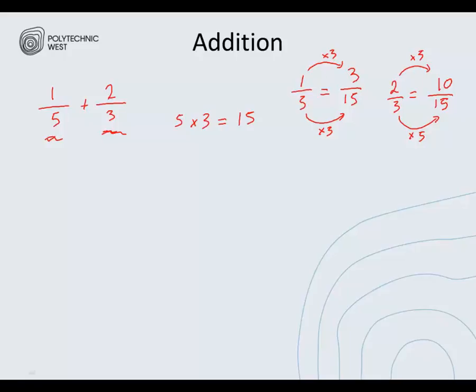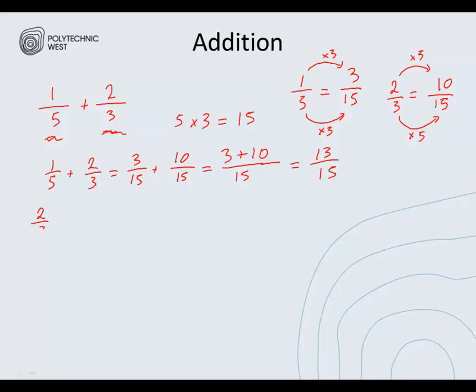Now I can rewrite this. 1 over 5 plus 2 over 3 is 3 over 15 plus 10 over 15. Now I've got the same things on the bottom. When I've got the same things on the bottom, I can just add the tops. 3 plus 10 is 13 over 15. There we go. Let's do one more.